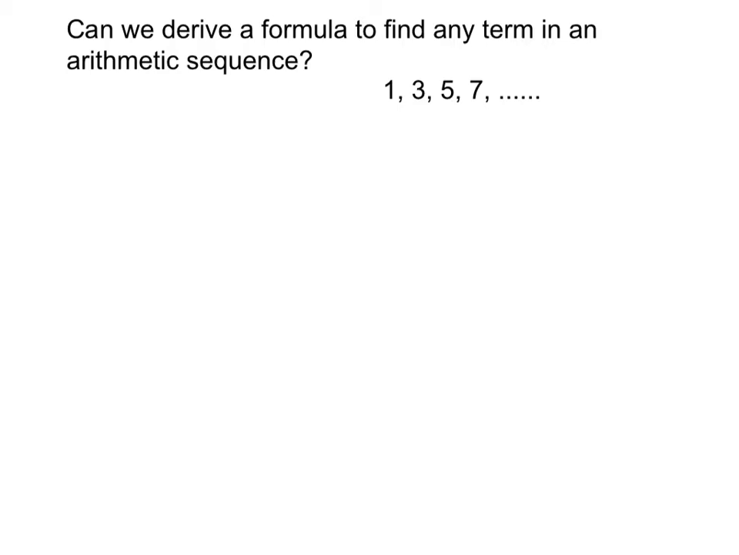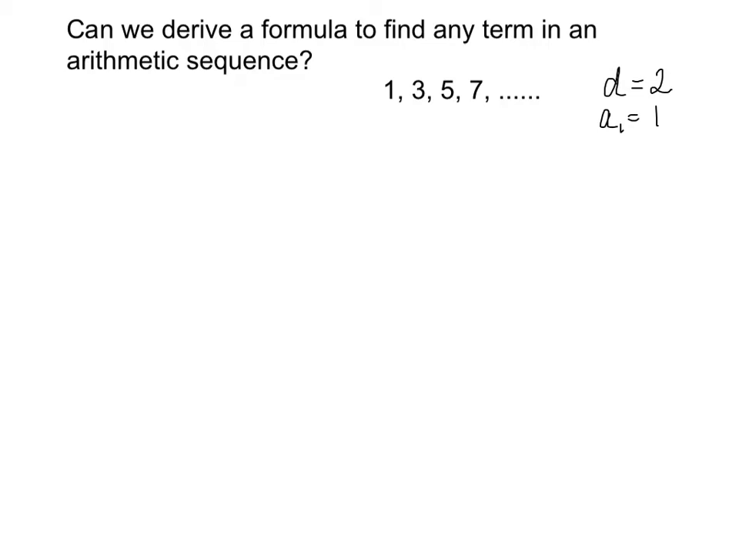All right, if we have an arithmetic sequence, something very simple like 1, 3, 5, 7, we're going to start with 1 and add 2 each time. So the common difference is 2, and a sub 1 is equal to 1. Can we derive a formula to find any term in an arithmetic sequence, no matter where it starts or how many terms it has in it? This one has an infinite number of terms, so this could go on forever.